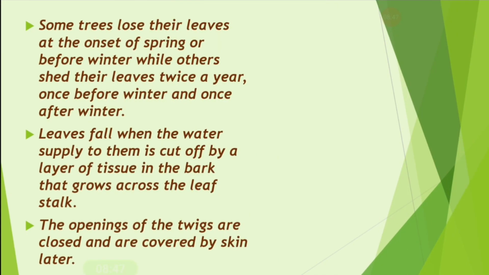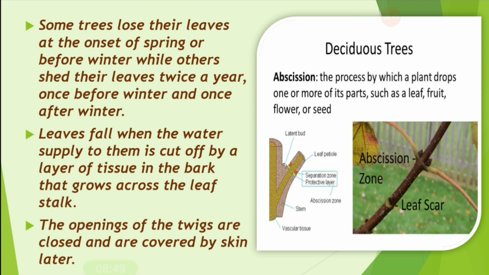Let's see the next point, which is some trees lose their leaves at the onset of spring or before winter, while others shed their leaves twice a year, once before winter and once after winter. So students, there are some plants or trees which shed their leaves at the onset of spring, means once a year, but some of the trees shed their leaves twice a year, before the winter and after the winter also.